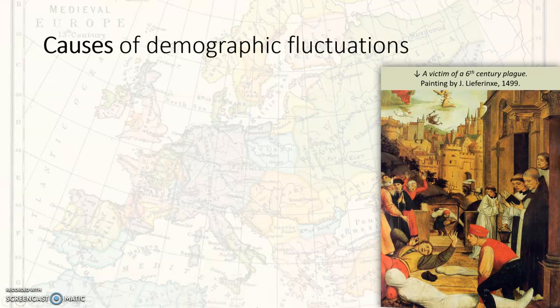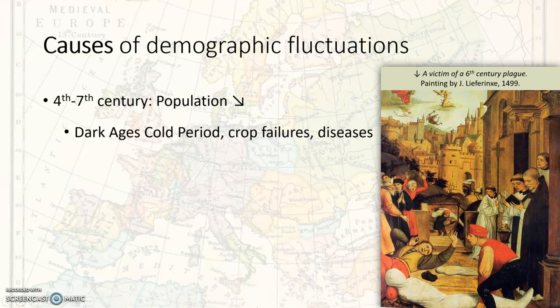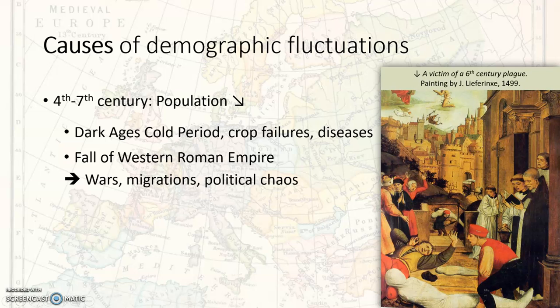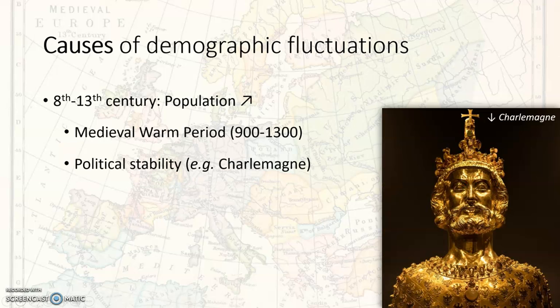What were the causes of population increase and decline? The population decline that started in the 4th century was caused by the Dark Ages cold period and the crop failures and diseases that went with it. The wars, migrations, and political chaos that came with the fall of the Western Roman Empire were another reason. But then the medieval warm period made life a tiny bit easier. This and political stability contributed to population growth from the 8th century onwards.